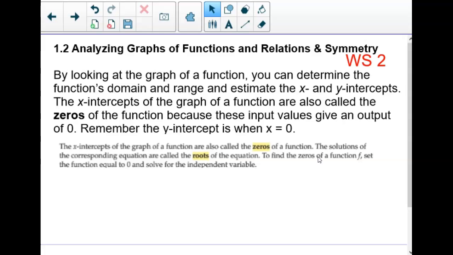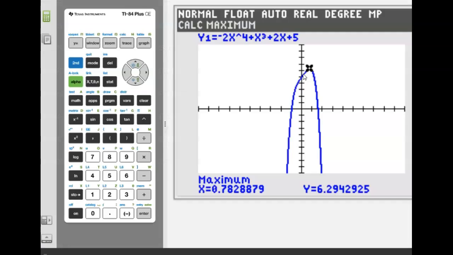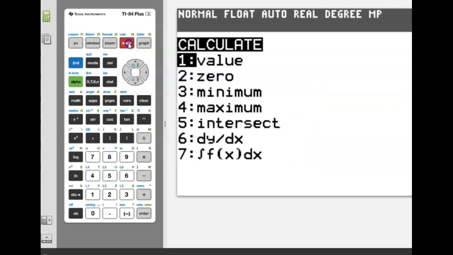It says, by looking at the graph of a function, you can determine the function's domain and range and estimate the x and y intercepts. The x-intercepts of a function are also called the zeros. That's what our calculator calls them, and we use second trace to find those zeros. So if we wanted to find the zeros of this, we'd go second trace and we'd pick zero. And that would be finding the x-intercepts.